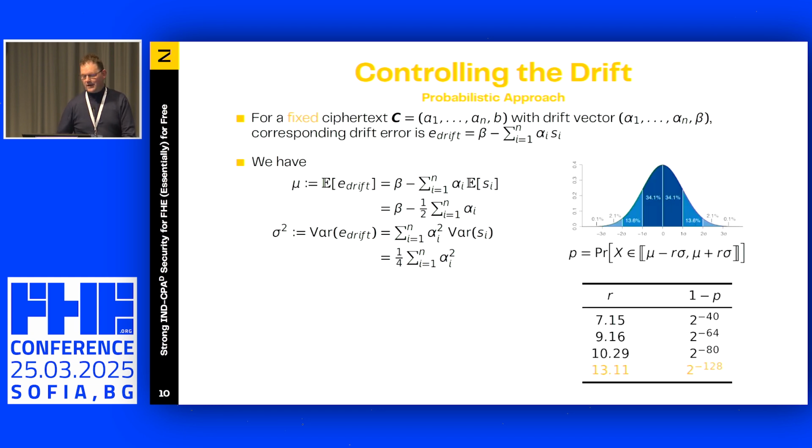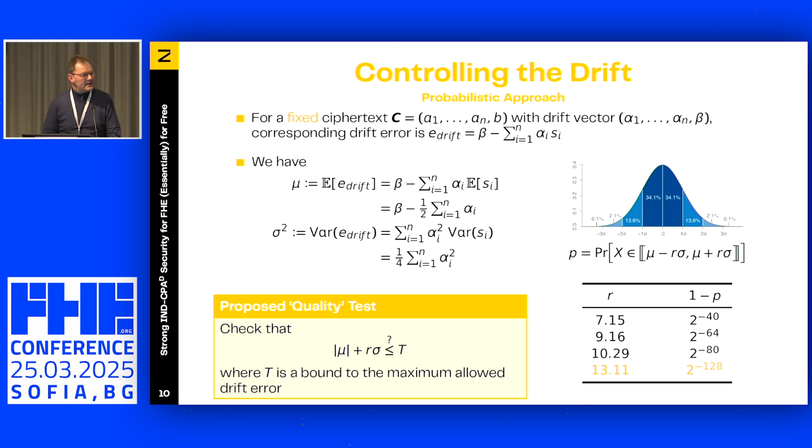And so we don't want the drift error to be too large. Something we don't want is to have the drift outside that range. And that is given by the erfc function. So just remember that if you take R equal to about 13, then the probability that the value is not in that range is 2 to the minus 128. Okay? And so here is the test we use. We check that the absolute value of mu plus R times sigma is smaller than some threshold T. That threshold is, of course, application dependent, and this is the maximum drift error you can tolerate. Okay? And so you just add an encryption of 0, you apply the test, and if the test succeeds, then you have a good candidate.